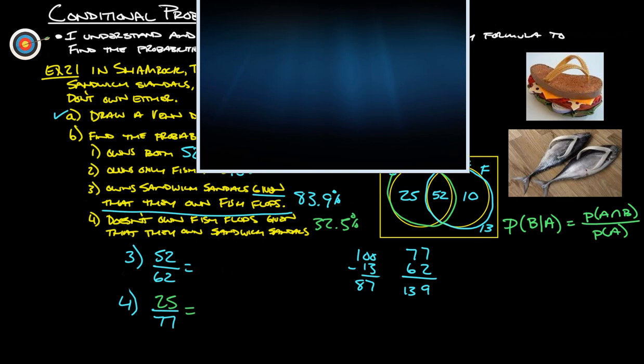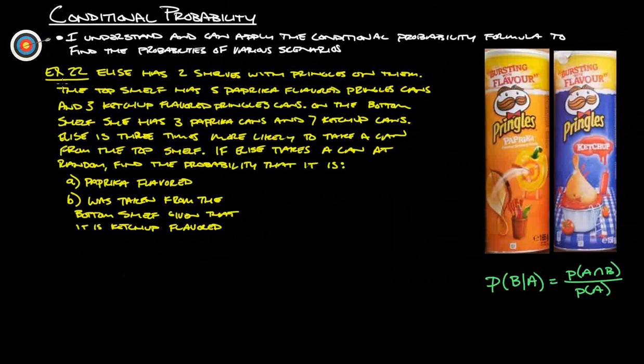Okay, let's take a look at the last example. Example 22. Elise has two shelves with Pringles on them. The top shelf has 5 paprika-flavored Pringle cans and 3 ketchup-flavored Pringle cans. On the bottom shelf, she has 3 paprika cans and 7 ketchup cans. Elise is 3 times more likely to take a can from the top shelf. If Elise takes a can at random, find the probability that it is paprika flavored, or was taken from the bottom shelf, given that it's ketchup flavored.